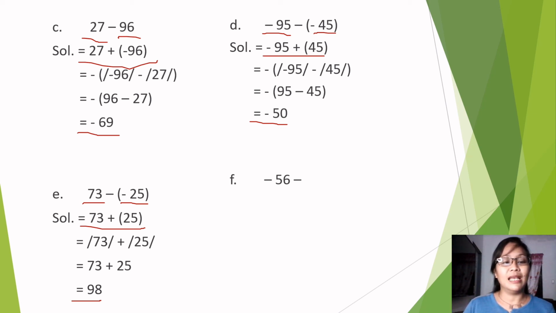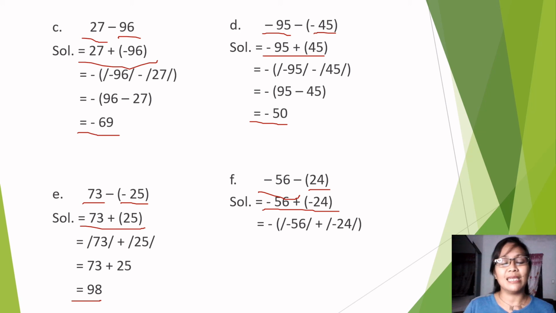Next example, letter F, negative 56 minus positive 24. Solution, copy the first number or minuend, which is negative 56, from subtraction to addition, and then change the sign of the subtrahend. So from positive 24 to negative 24. Then proceed to addition. In adding like sign, since pareho ng sign, kopyahin ang kanilang common sign, which is negative, and then add their absolute value.